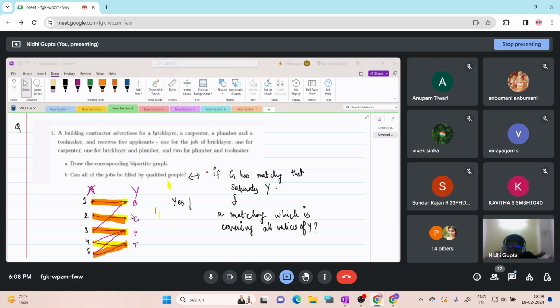Yes. So basically, Y has only four vertices, and in a matching we are not allowed to repeat a vertex. Since all the edges will have at least one vertex in Y, we cannot have a matching of more than four edges. Because if we have a fifth edge also, then it will have to repeat a vertex of Y, and a matching cannot repeat a vertex. Therefore, this is also a maximal matching. You are correct. So, does everyone understand why it is a maximal matching?